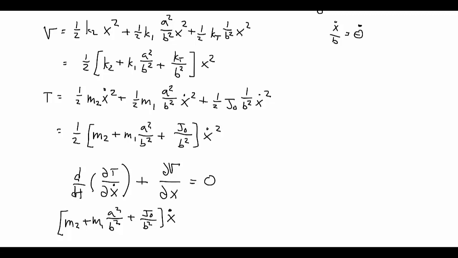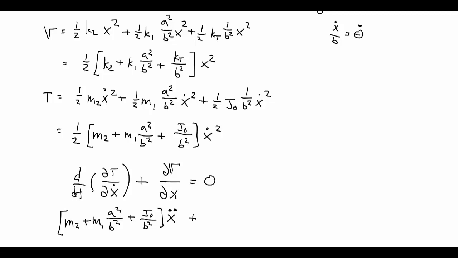Now that I have this, I have to take the time derivative of this whole thing. Well, m2, m1, a, b, J naught are not functions of time. We're assuming that over time the masses are constant and those lengths are constant and the inertia is constant. So the only thing affected by that time derivative is my x dot, and that will then become x double dot. The time derivative of velocity is going to be acceleration.